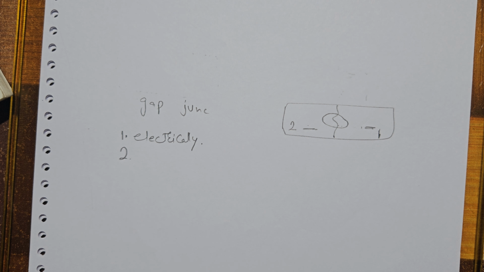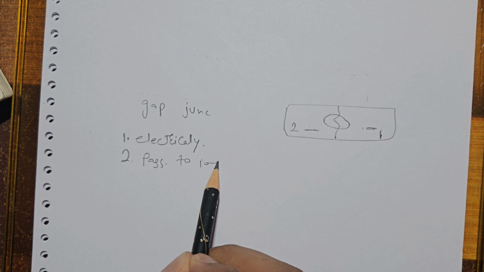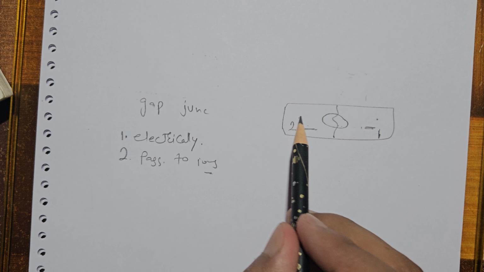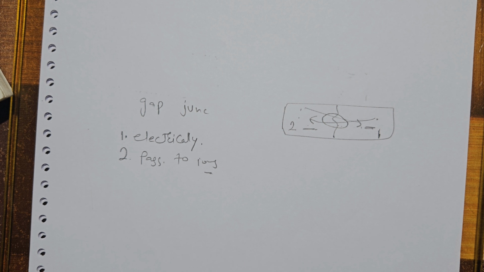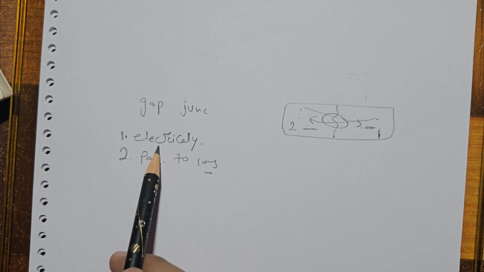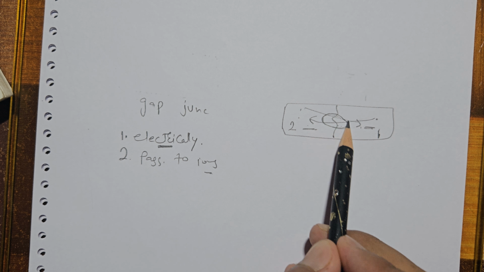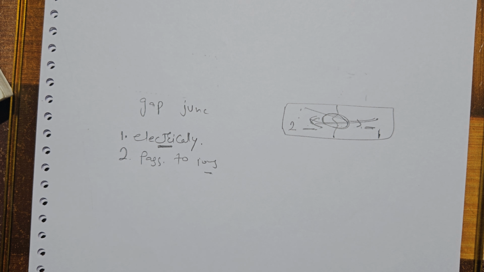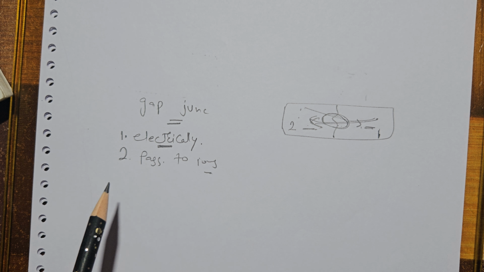The second point: they provide free passage to ions. So ions from one cell can go to another cell freely through these gap junctions. Similarly, from this cell to this cell. Clearly, in the previous classes, we learned what we mean by electricity, what we mean by electric current. It means the movement of ions and charges. Clear? So movement of ions and charges is known as electric current. So when these ions move through these gap junctions, they form a current, and this electric current moves through these gap junctions. Clear? So these are the 2 points in gap junctions.